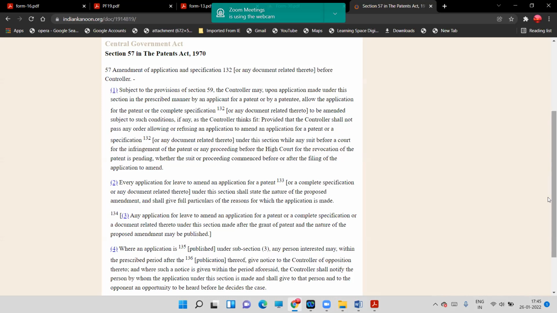amend any claim, like if there is a very broad claim, you need to narrow it down, then you are amending that complete specification or the claims. And as you said, drawings, if you want to put any drawing or you need to lessen any feature in that drawing, you can always amend that under Section 57 using Form 13.